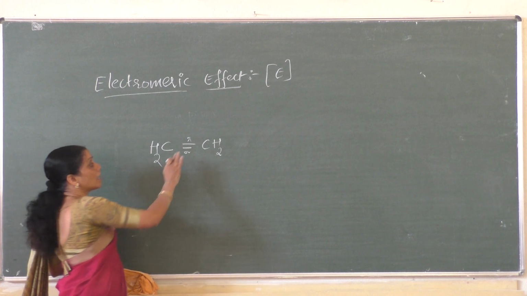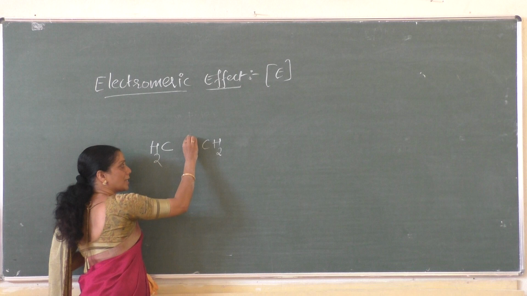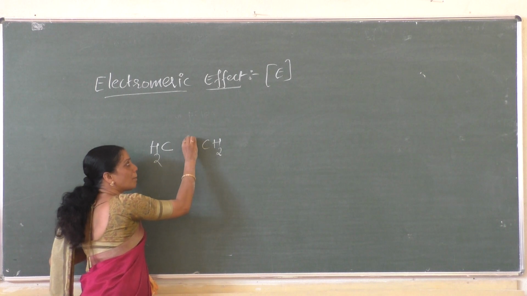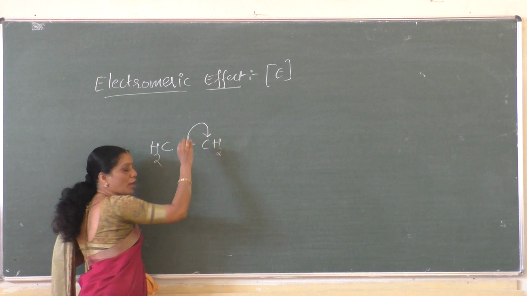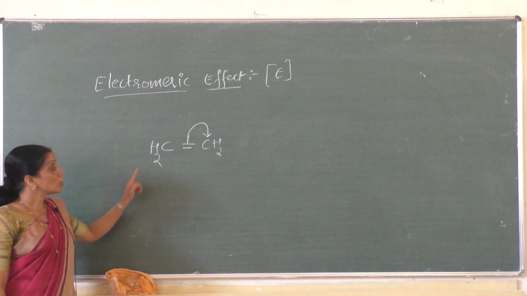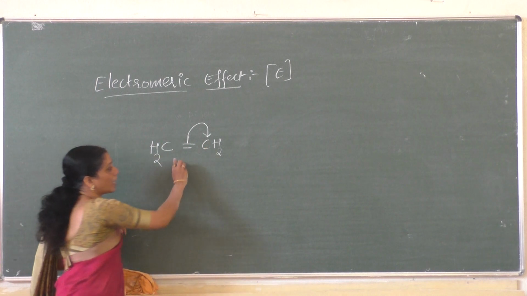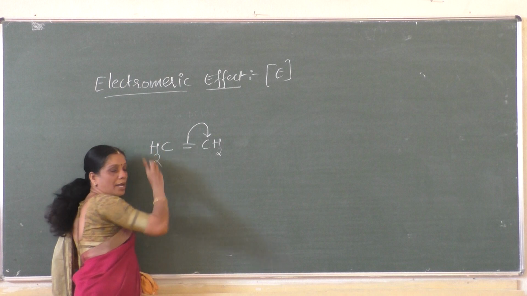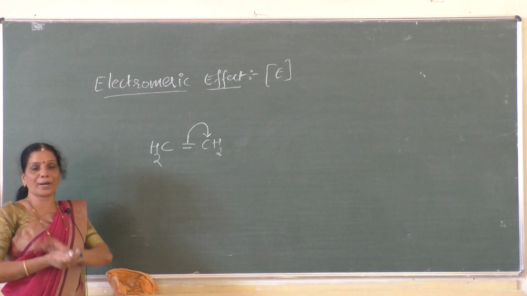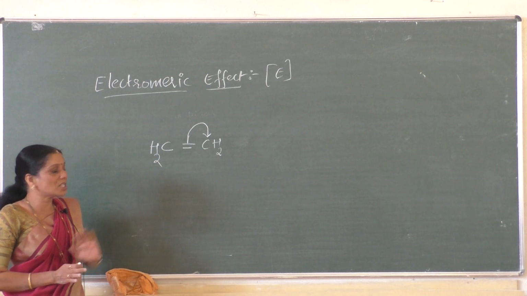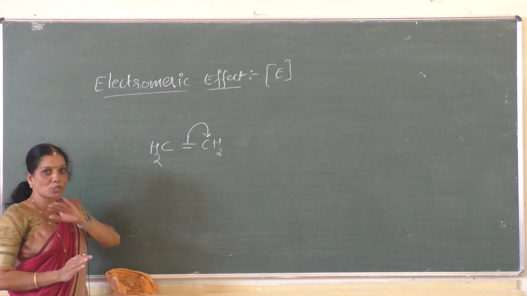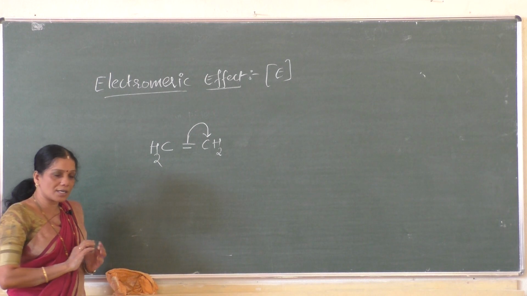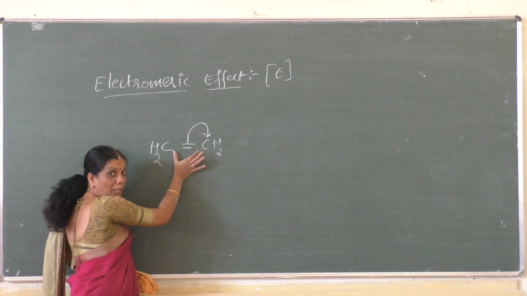That means complete shift of electrons. If I consider this as a pi bond, complete shift of the pi electrons takes place to any one of the atoms, either to this carbon atom or to this carbon atom. Complete shift of pi electrons, not the sigma electrons, takes place to any one of the atoms involved in a multiple bond.